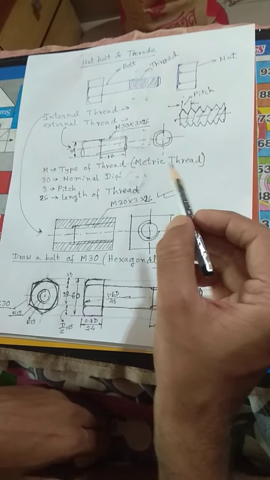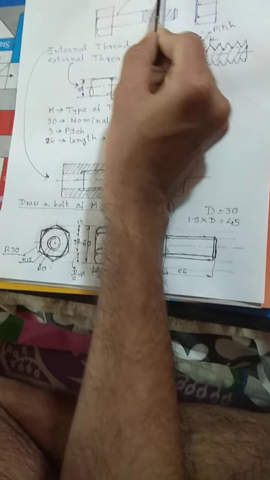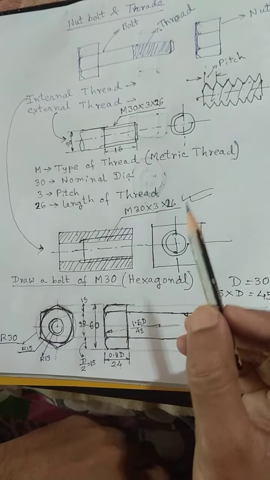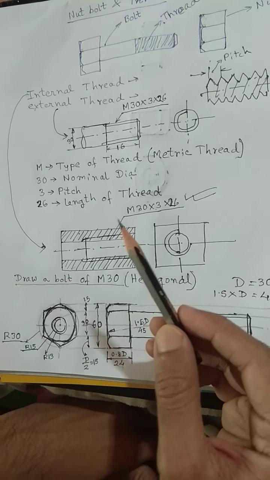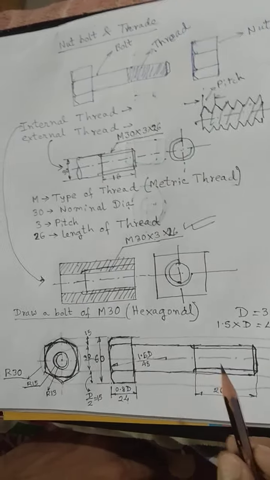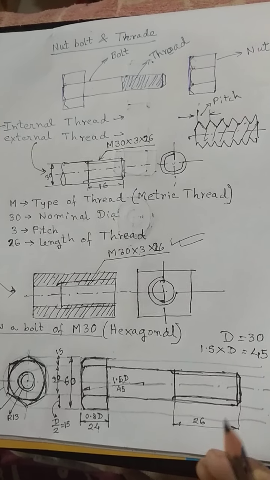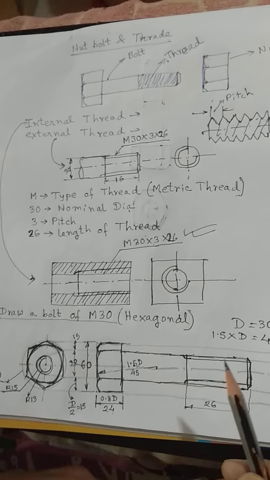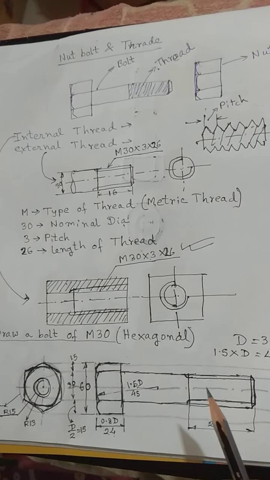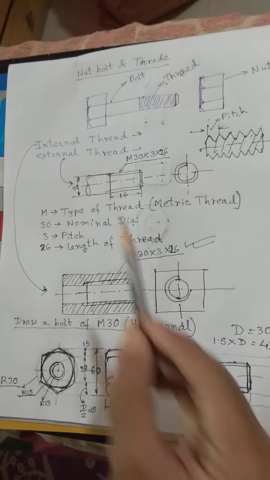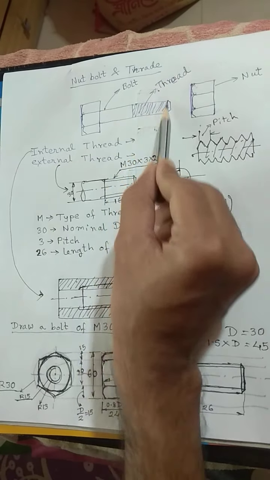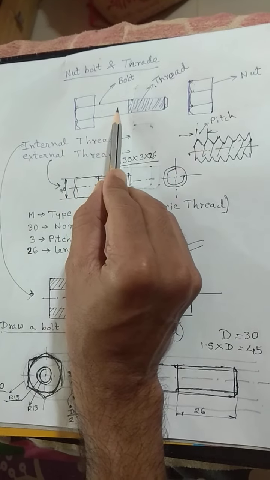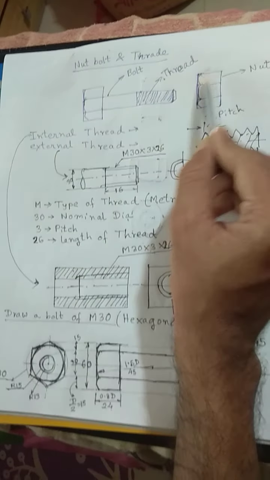Students, today our topic is nut, bolt and thread. Today I am going to discuss the drawing of nut, bolt and threads. Basically you know what a nut, a bolt and a thread are. You know it, but still I am saying it. Here you are seeing a part. This part is called the bolt and this part is called the nut.